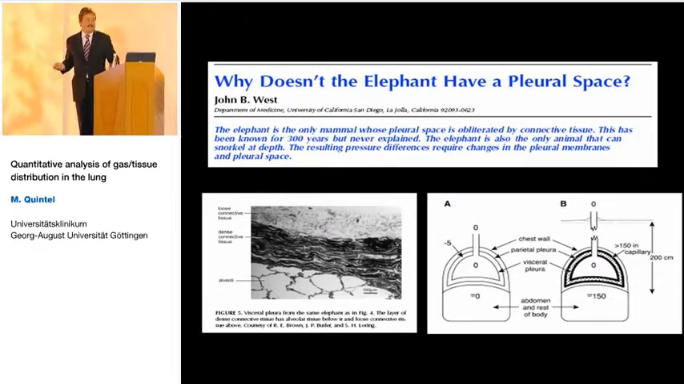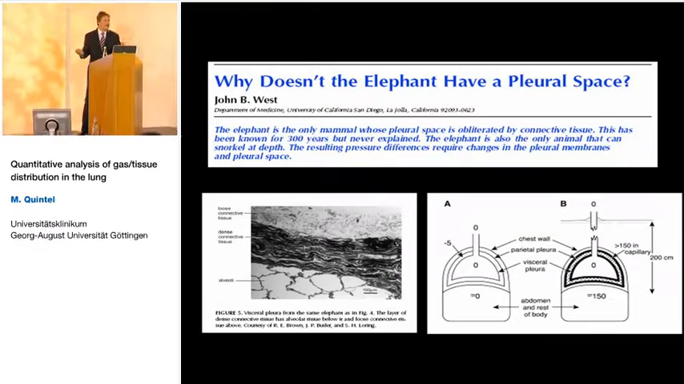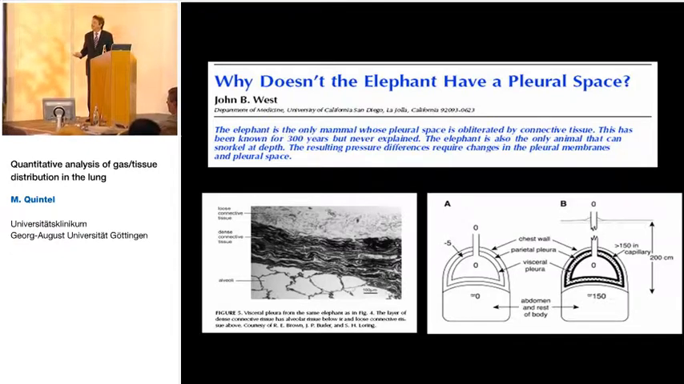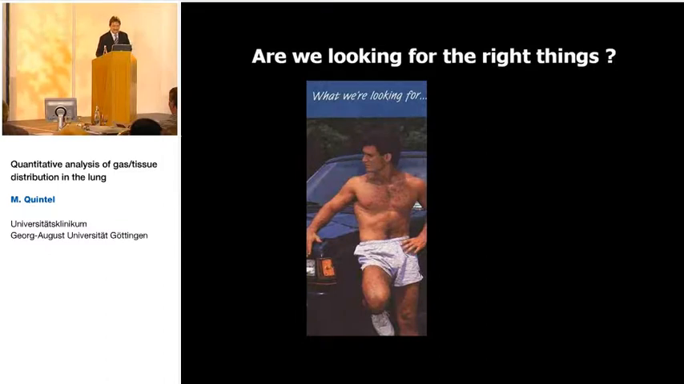And this is a nice study, if you have the time to read it, showing that an elephant has no pleural space because he's able to snorkel. And snorkeling means he needs some special adjuncts of his lungs to the thorax wall. So if you would like to look, for example, for pleural pressure, an elephant is not an elegant animal to look at. So the question is, are we looking for the right things?